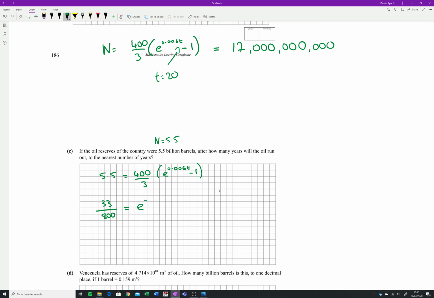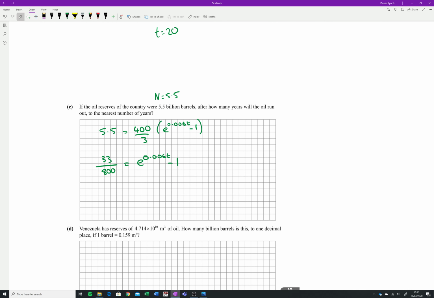And that's equal to e to the 0.006t minus 1. I would be adding 1 to both sides, so you can definitely make your life easier. So that's going to be 833 over 800 is equal to e to the 0.006t. Okay, we'll do ln. ln 833 over 800 is equal to ln e to the 0.006t. So this thing will just turn into 0.006t by our laws of logs. And this is ln 833 over 800. And to get t, we divide both sides by 0.006.